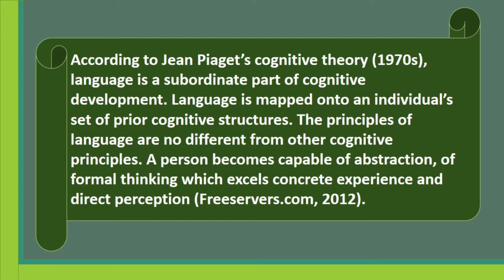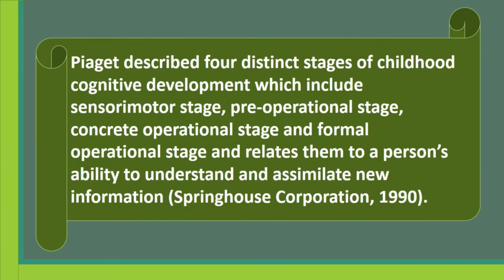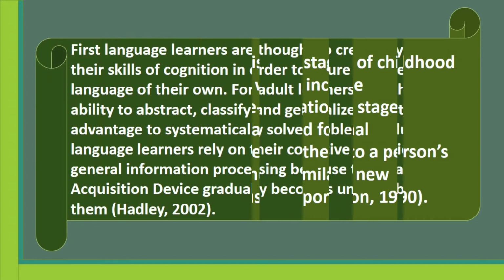So the initial part of the process is that the children become aware of the concept and learn how to express them after they acquire words and patterns. Simple ideas are expressed earlier than more complex ideas, even if they are grammatically more complicated. Piaget described four distinct stages of childhood cognitive development, which include sensory motor stage, pre-operational stage, concrete operational stage, and formal operational stage, and relates them to a person's ability to understand and assimilate new information.